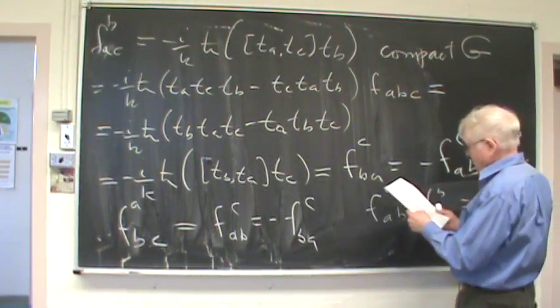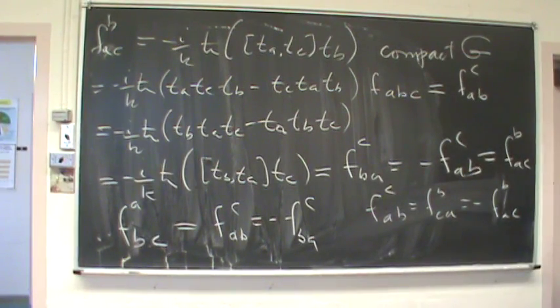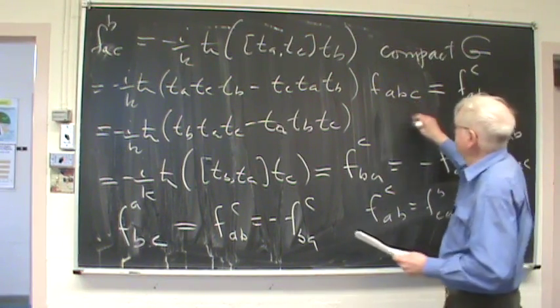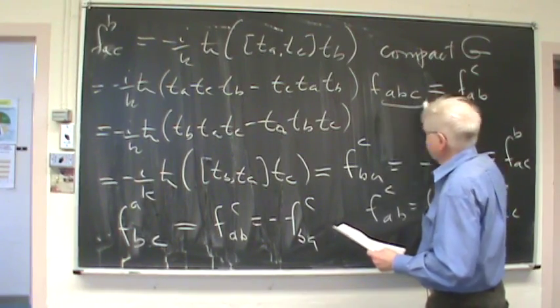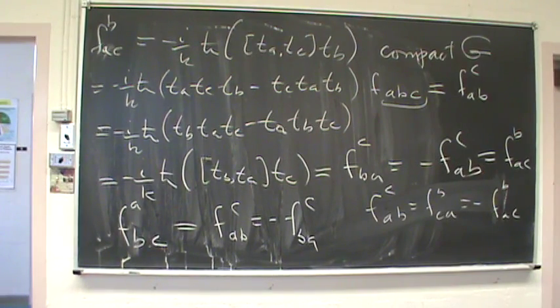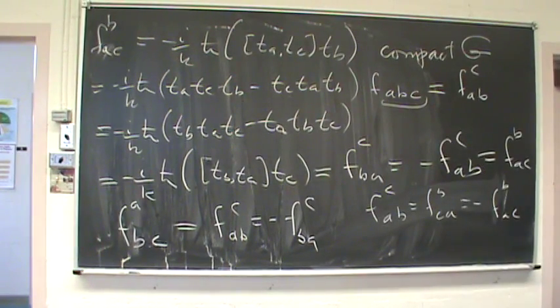Okay, so in other words, this thing is totally antisymmetric, so some people, me included, use this simpler notation. And then we say that F is totally antisymmetric in the three indices A, B, C. Now, in fact, for compact Lie groups, the structure constants not only are totally antisymmetric, they're also real.